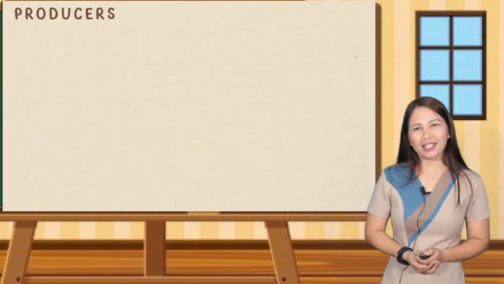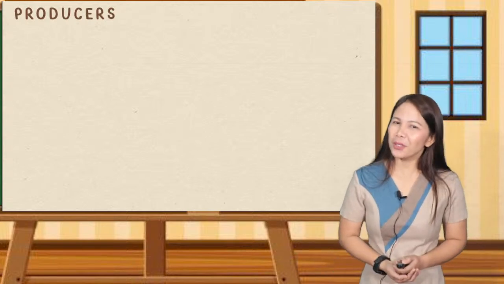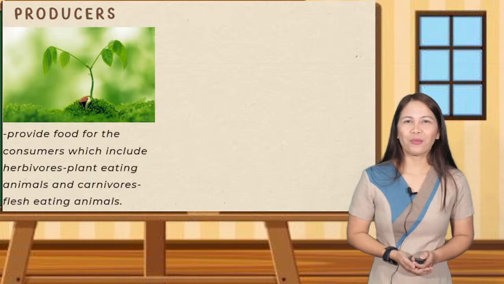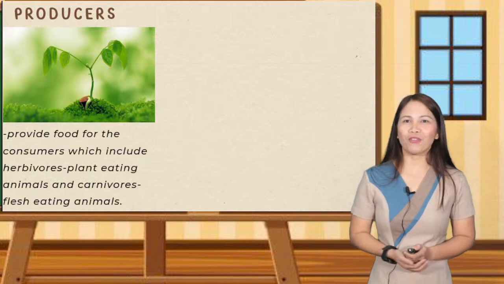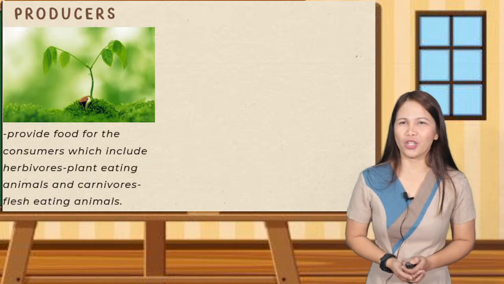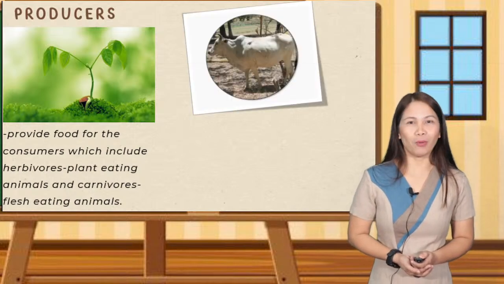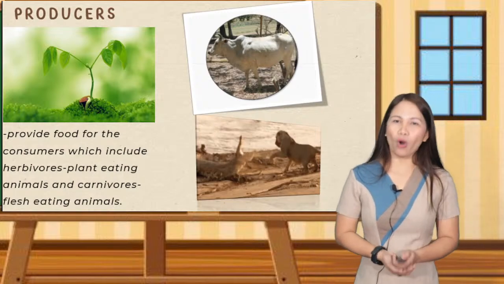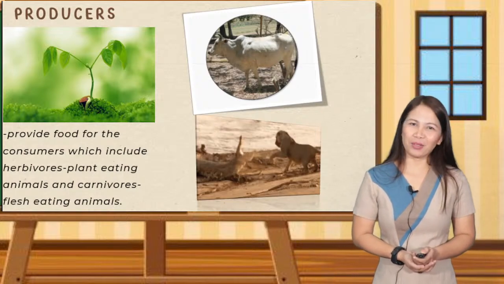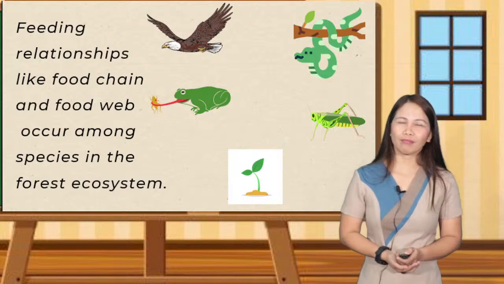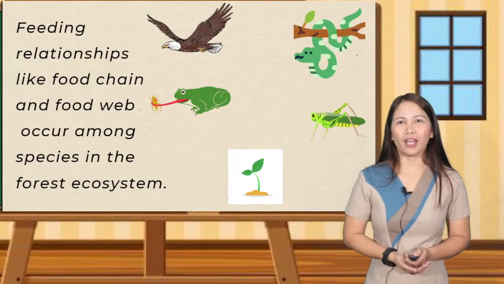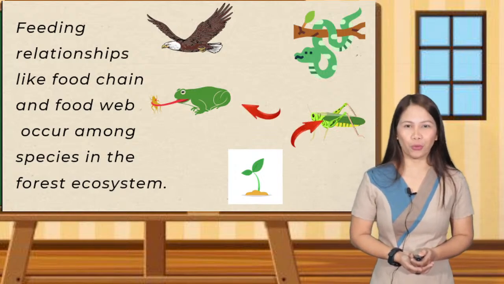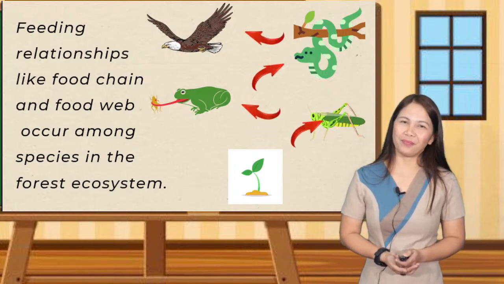This time, class, what do we mean by producers? You're right. Producers provide food for the consumers, which include the herbivores or the plant-eating animals, and of course, the carnivores or the flesh-eating animals. Feeding relationships like food chain and food web occur among species in the forest's ecosystem.